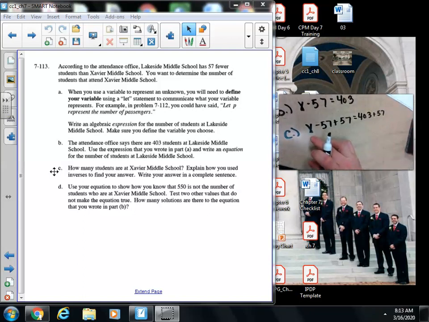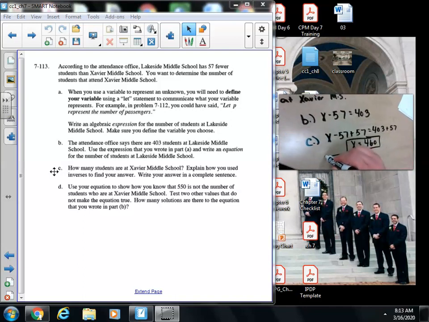So if I take away 57 from x and then add 57 back, think about a number line going 57 spaces to the left and then 57 back. What we really have is just our x. Okay, and over here, 403 plus 57 gives us 460. So the answer to our question, our variable here, would be 460.